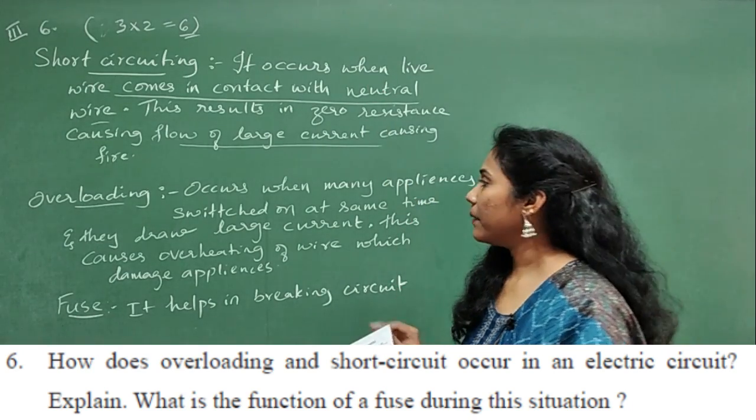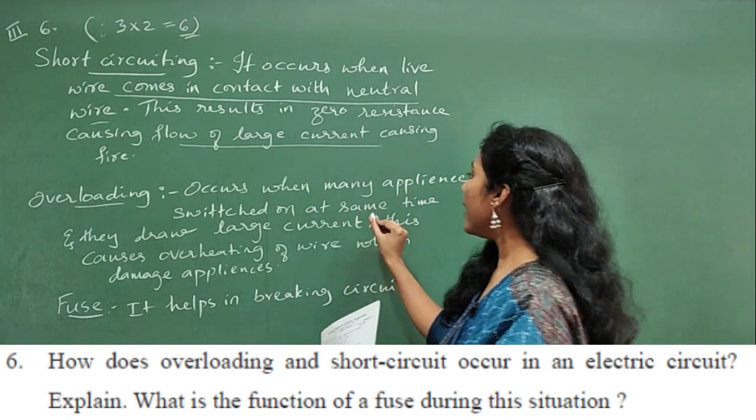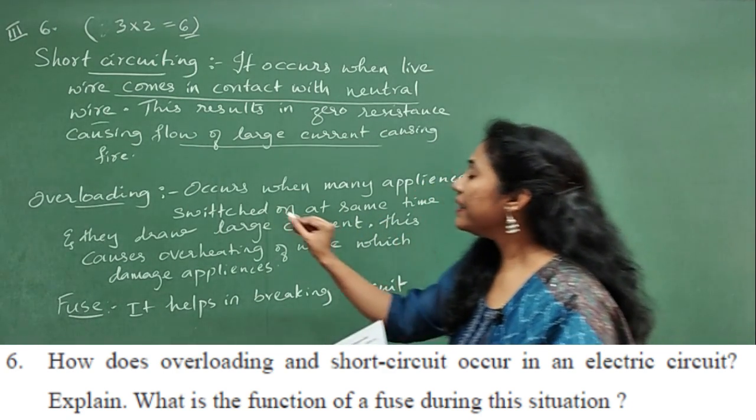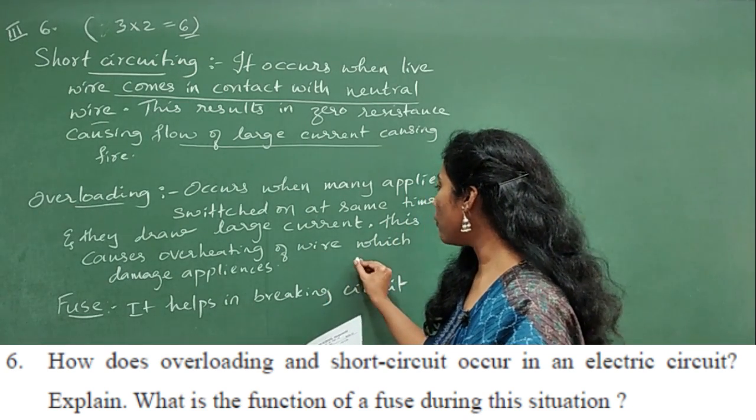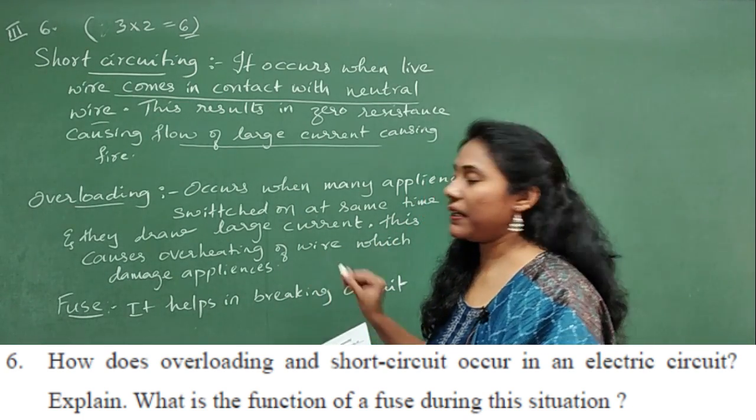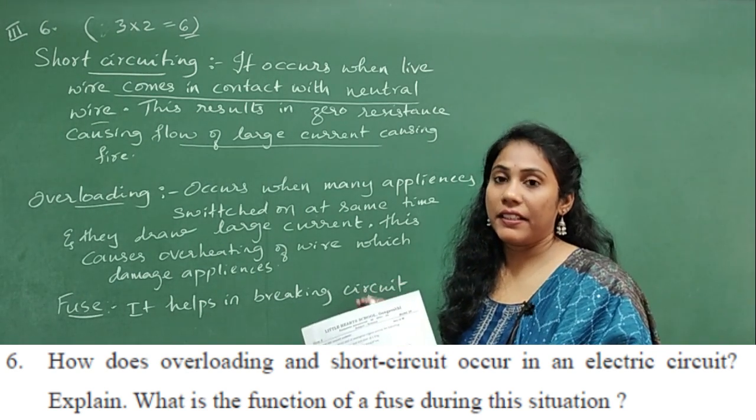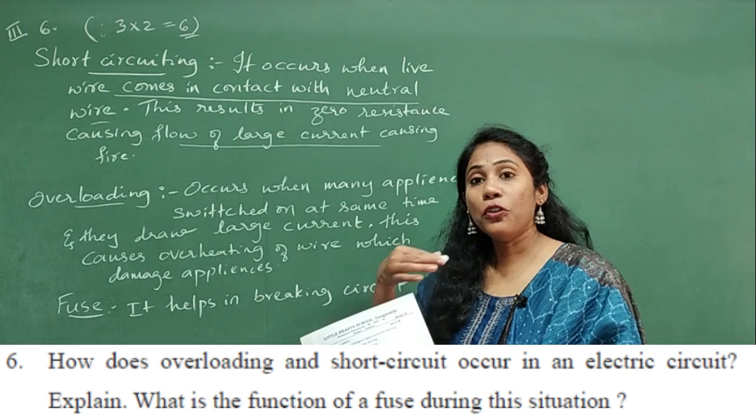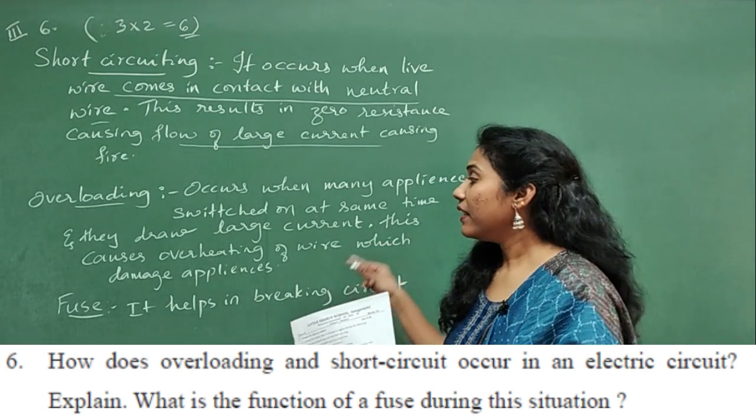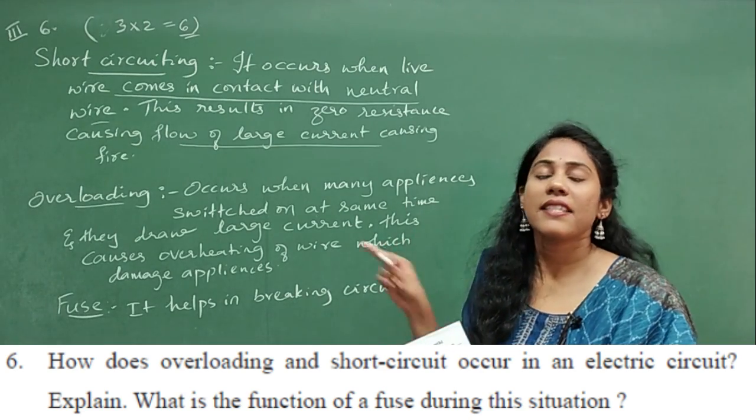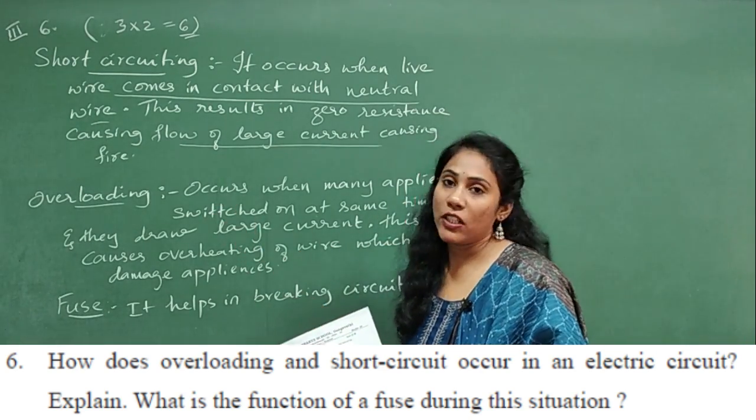Coming to overloading, it occurs when many appliances are switched on at the same time and they draw large current. This causes overloading of wire which damages appliances. When too many electrical appliances are connected at the same time, and when all of a sudden they draw large amount of current, this damages the appliances and this damages the wire also. So that is what we mean by overloading.